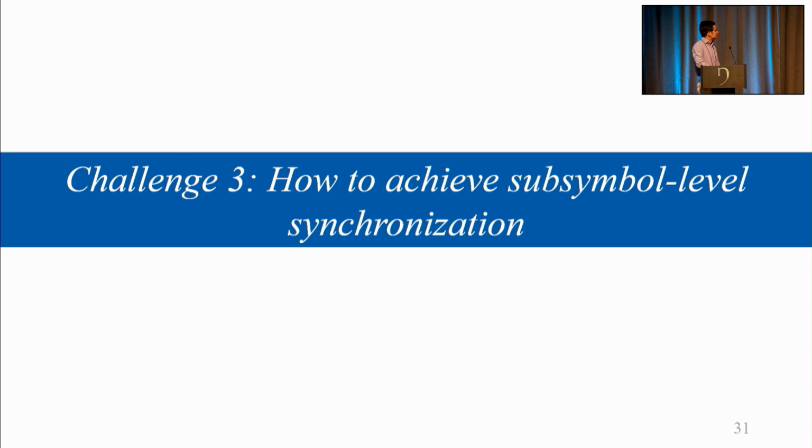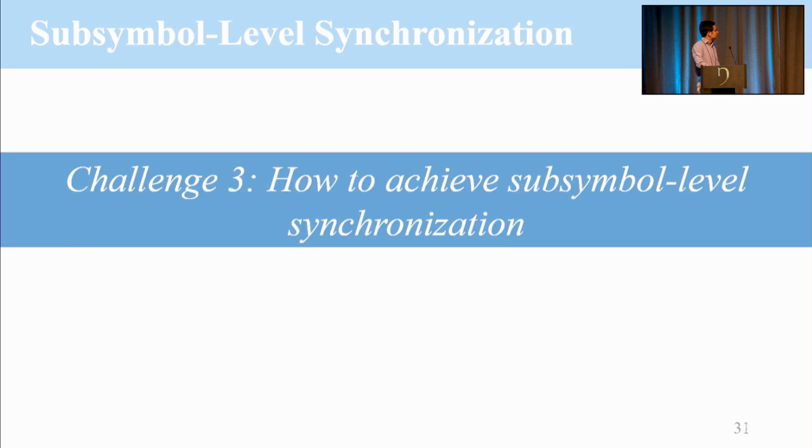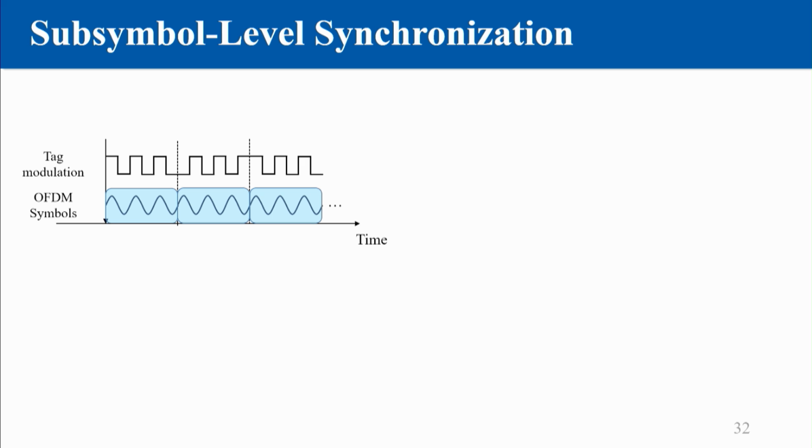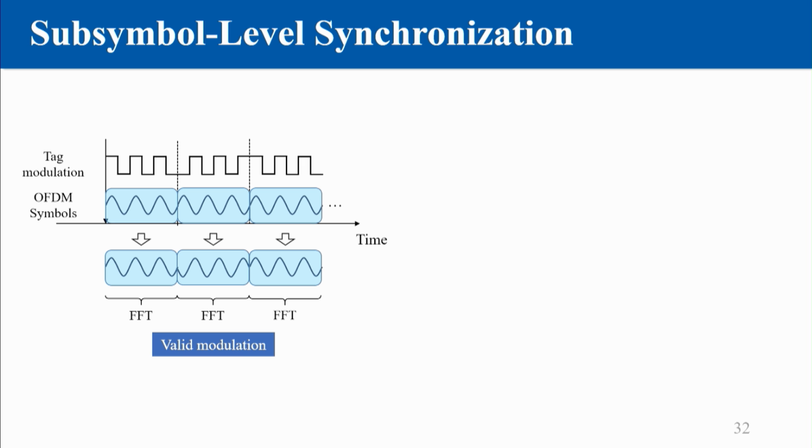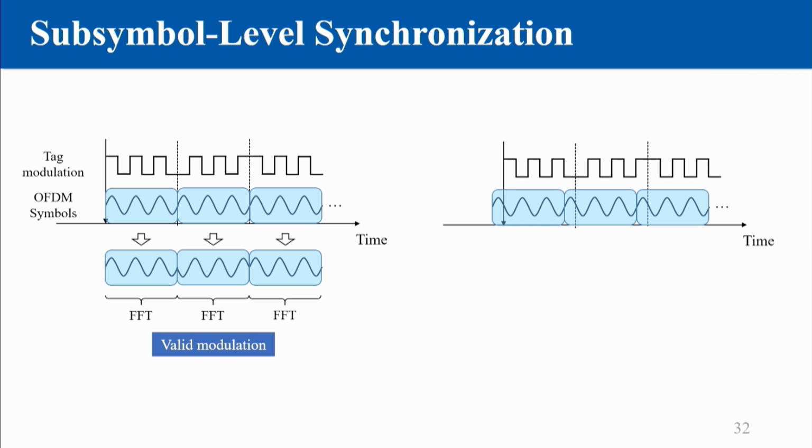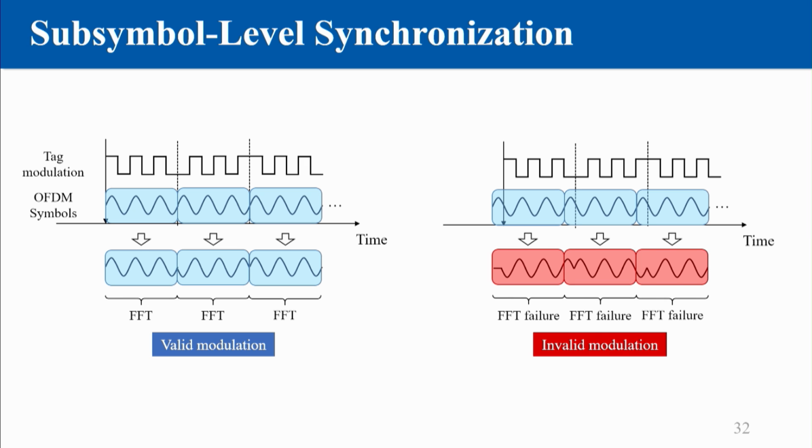Now let's see the last challenge: how to achieve subsymbol synchronization. Our system requires that the tag accurately synchronize with the ambient signals and perform modulation on OFDM symbols. If the tag modulation drifted due to delay or other reasons, the modulation will be invalid because the failure of FFT incurs error in our zero subcarrier estimation and ambient data demodulation. Therefore, we need subsymbol level synchronization.